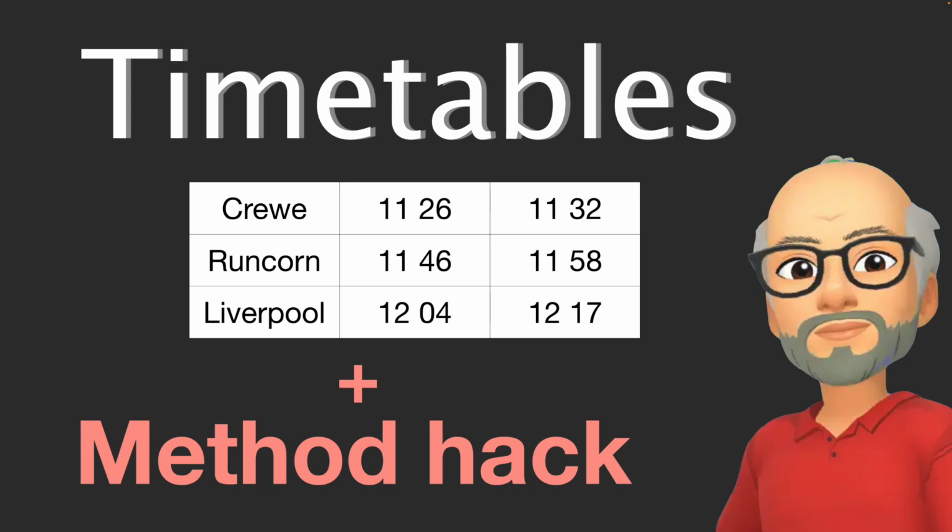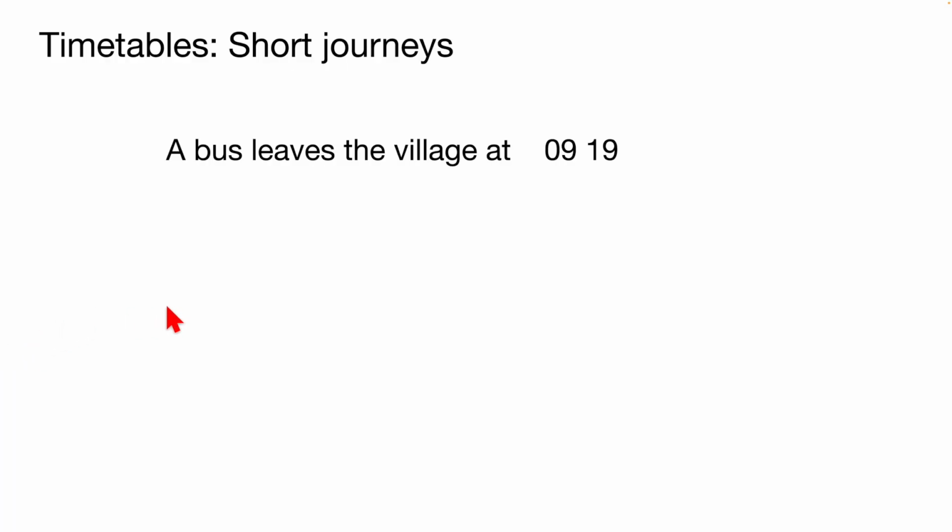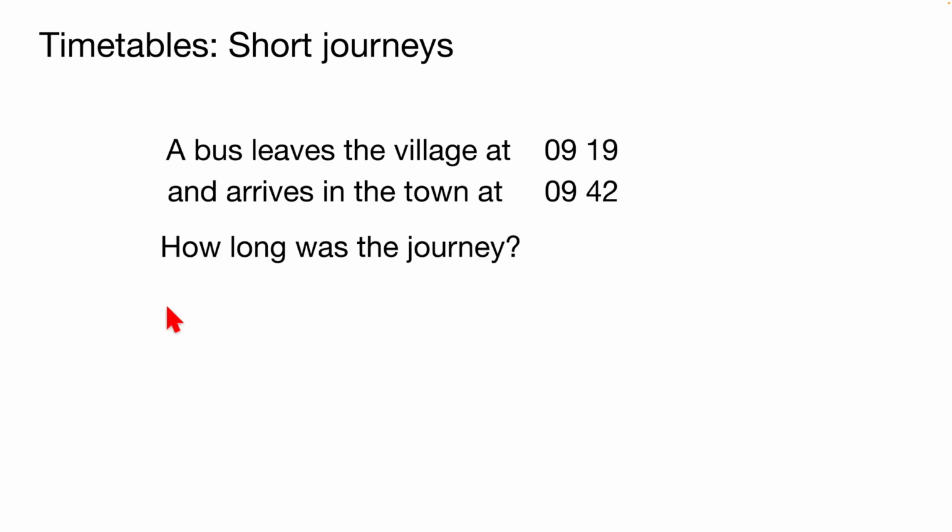Timetables can create tricky and frankly rather unpleasant questions. But let's master them. Short journeys. A bus leaves a village at 9:19 and arrives in the town at 9:42. How long was the journey?